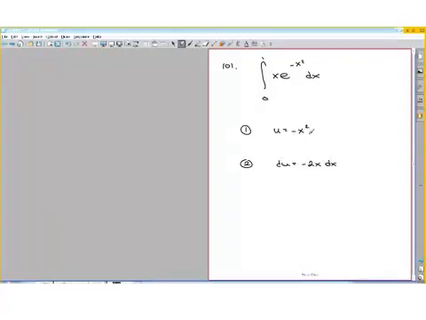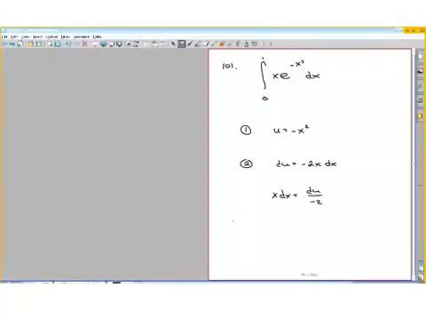Negative from here, 2 from the exponent, reduce the exponent by 1, we get x, and add dx on the end. We look back at the original equation and see what we have. Well, we have x dx, so let's solve for that. x dx is equal to du divided by negative 2.